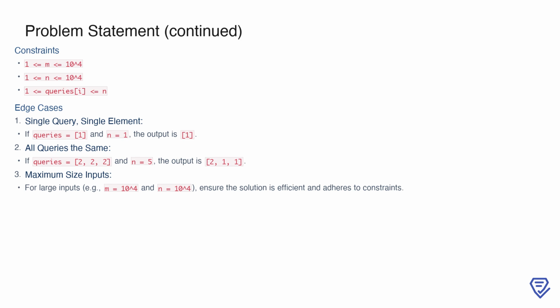Let's also consider some edge cases. If there's only one query and one element in the permutation, such as queries equals 1 and n equals 1, the output is simply 1. Another edge case is when all queries are the same, for example, queries equals 2, 2, 2, and n equals 5. Here, after the first query, 2 moves to the front, so the subsequent queries always find it at index 1, resulting in 2, 1, 1. For maximum-sized inputs, the solution must be efficient enough to handle these constraints within a reasonable time.